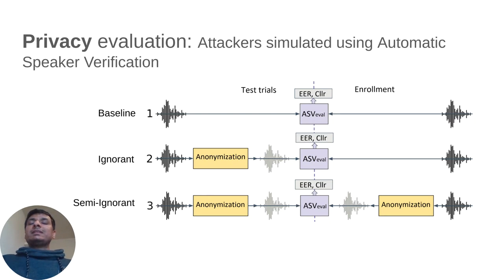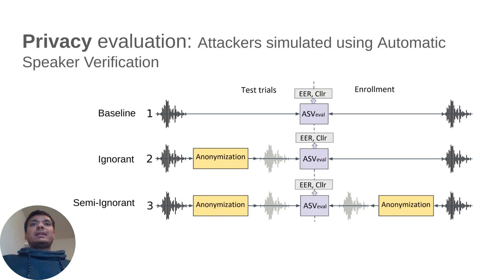When the enrollment data and the test data both are original, then we obtain the baseline equal error rate, and this is what is desired by the attacker, because this is the equal error rate for least privacy protection. Second row indicates the ignorant attacker, which has no knowledge about the anonymization and uses only the original data to conduct the trials over anonymized data. Here, the enrollment and test conditions mismatch, so you may guess that the attacker will perform poorly.